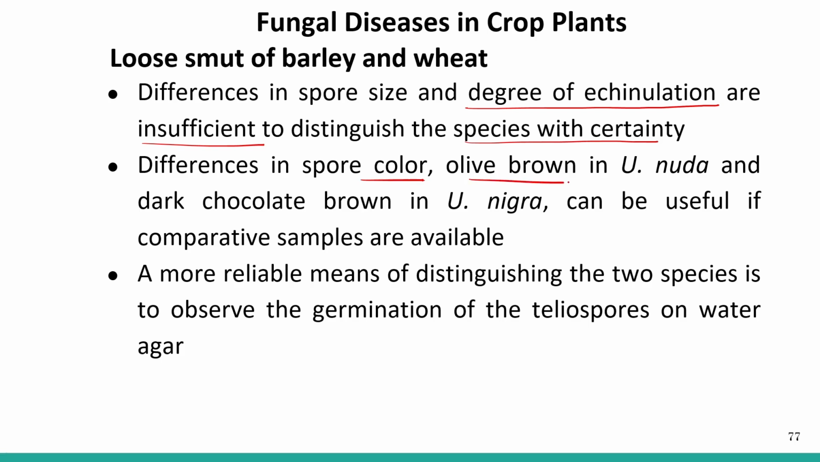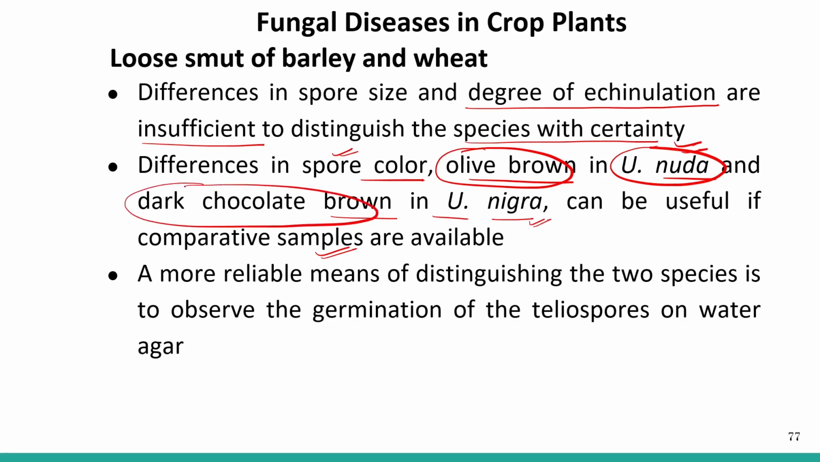Differences in spore color, olive brown in Ustilago nuda and dark chocolate brown in Ustilago nigra, can be useful if comparative samples are available. So if we have both spores, Ustilago nuda spores are quite olive brown in color, whereas spores of Ustilago nigra are dark chocolate brown. On the basis of this, if both spores are present, then we can distinguish. A more reliable means of distinguishing the two species is to observe the germination of the teliospores on water agar. So in a laboratory, when these teliospores are set to germinate on water agar, then we can differentiate which is the species.